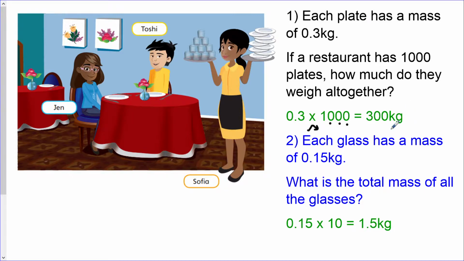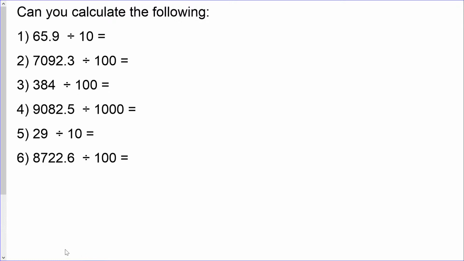And for the second question, we knew that 0.15 kilograms was the weight of one glass, and we could see there are 1, 2, 3, 4, 5, 6, 7, 8, 9, 10 glasses in total in this drawing, and therefore we should have done 0.15 multiplied by 10. Again, we know that times moves forward. Here there is only the 1 zero in 10, and therefore the decimal point can move 1 jump forward, and we get our answer as 1.5 kilograms. Please mark your answers.